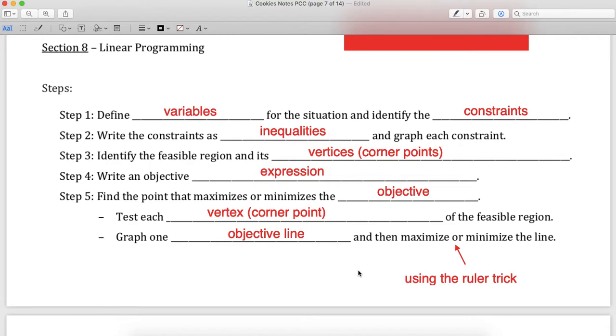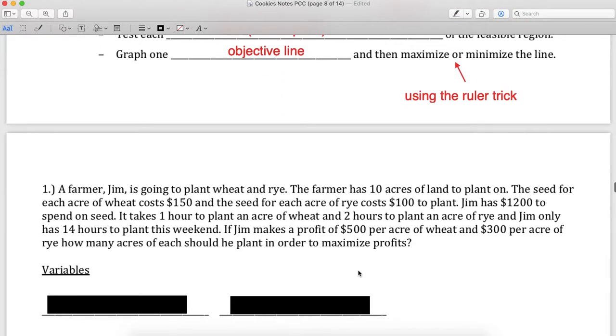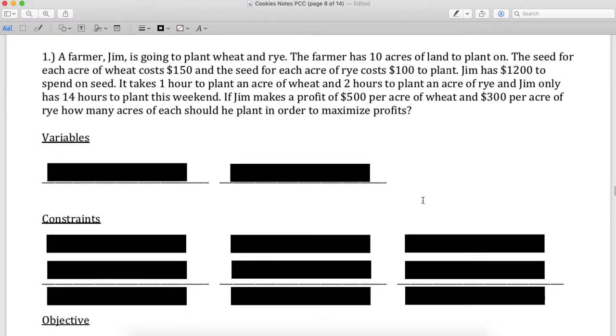Okay, so let's go ahead and get started with an example. The problem says a farmer named Jim is going to plant wheat and rye. The farmer has 10 acres of land to plant on. The seed for each acre of wheat costs $150, and the seed for each acre of rye costs $100. Jim has $1,200 to spend on seed. We also know it takes 1 hour to plant an acre of wheat, and 2 hours to plant an acre of rye. And Jim only has 14 hours to plant this weekend.